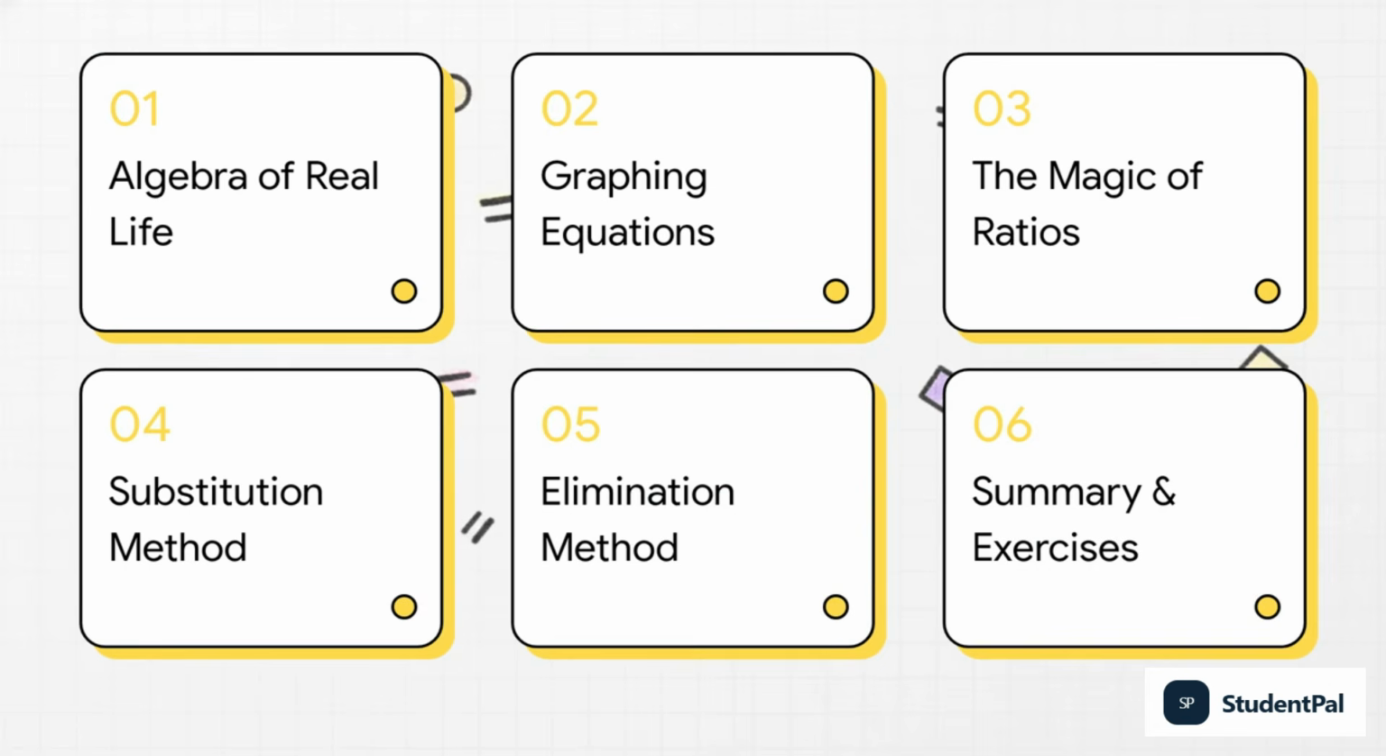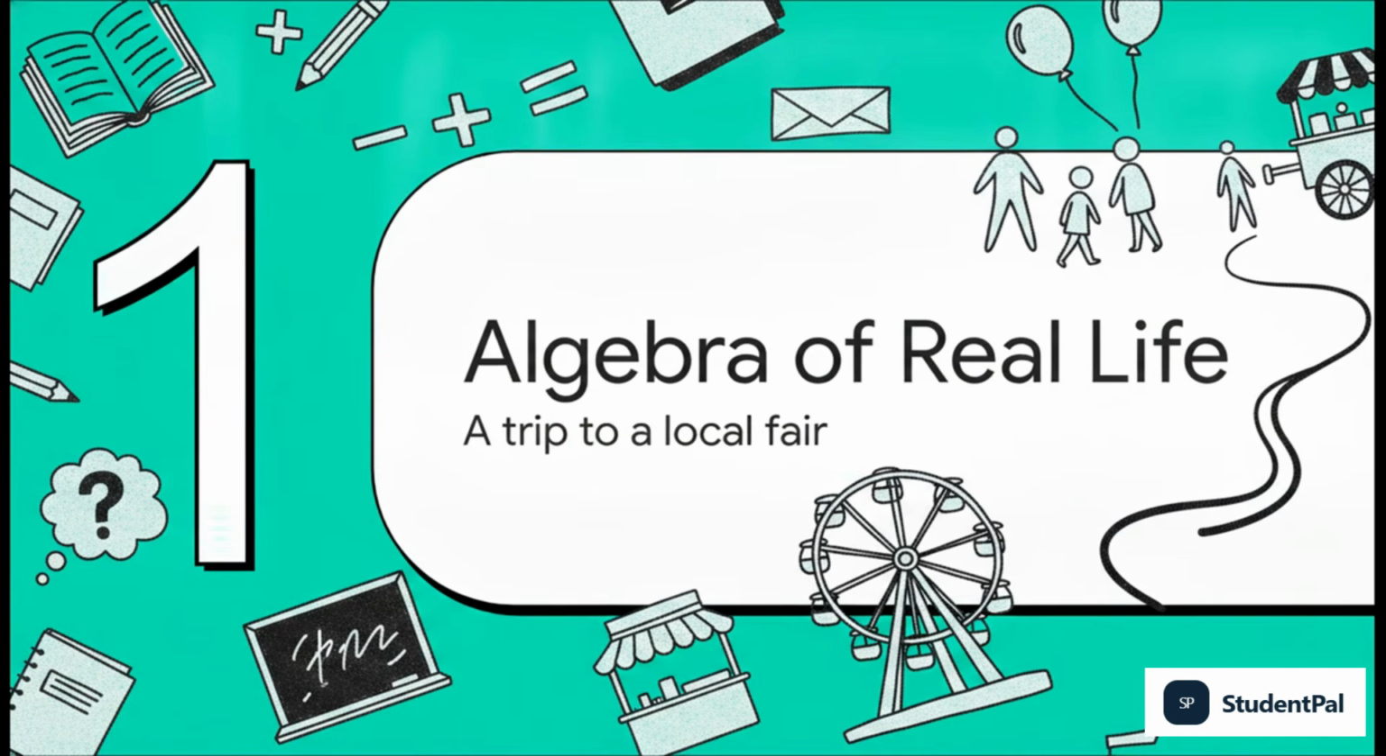Here is our quick roadmap for today. We're going to start with the algebra of real life, then move into graphing equations, discover the magic of ratios, learn the substitution method, master the elimination method, and finally wrap up with a summary and some exercises. All right, let's jump straight into Section 1, the algebra of real life.